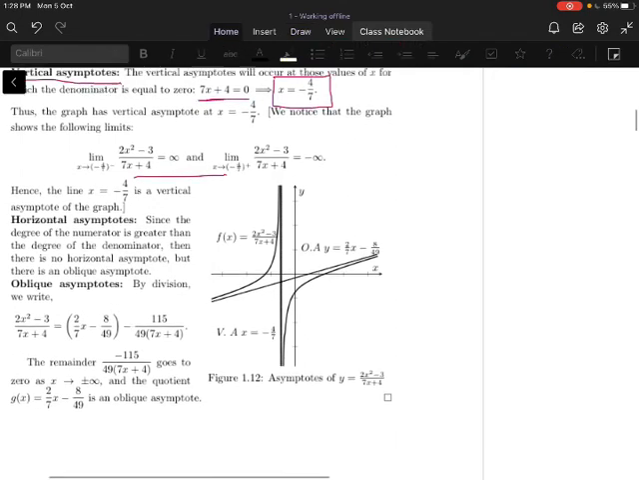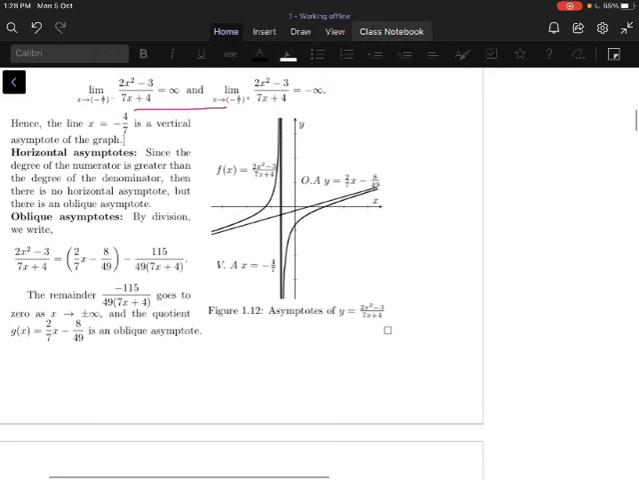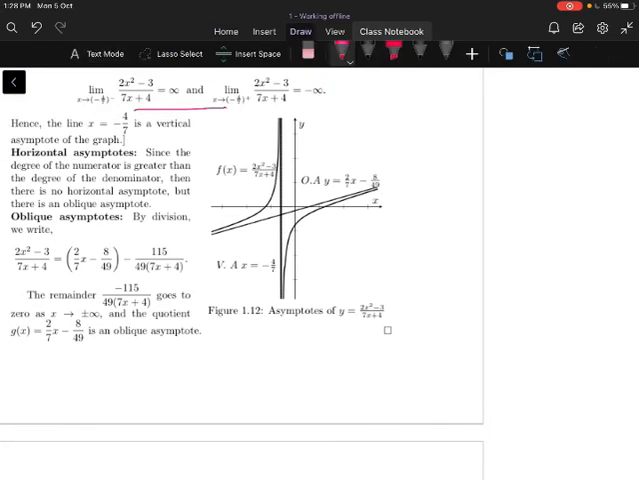So now let us move to the horizontal asymptotes for the given function. So what is the given function here? That is f(x) = (2x² - 3)/(7x + 4). This is the given function. We can observe that the degree of the numerator is greater than the degree of the denominator. So there is no horizontal asymptote. One can look for the oblique asymptote.